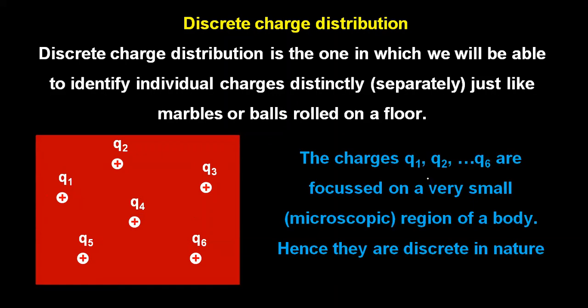So the charges Q1, Q2, Q3 are focused on a very small region of the body. They occupy a very tiny region. They're far apart. So just like marbles or balls rolled on a floor, I'll be able to individually identify them. So here we have a charge Q1, here we have a charge Q2, here we have a charge whose magnitude is Q3, here we have a charge whose magnitude is Q4, and so on. So such charges which can be individually identified are called discrete charges.